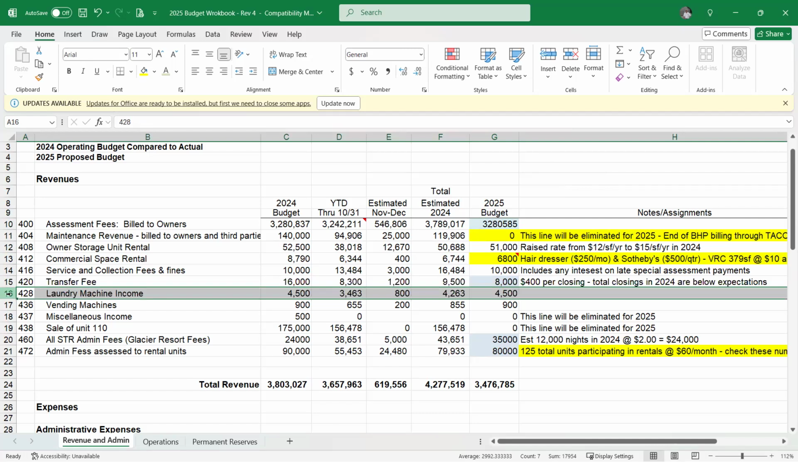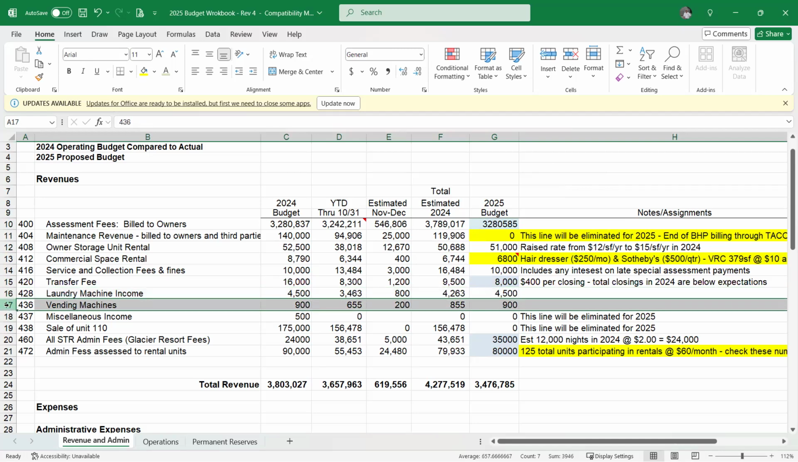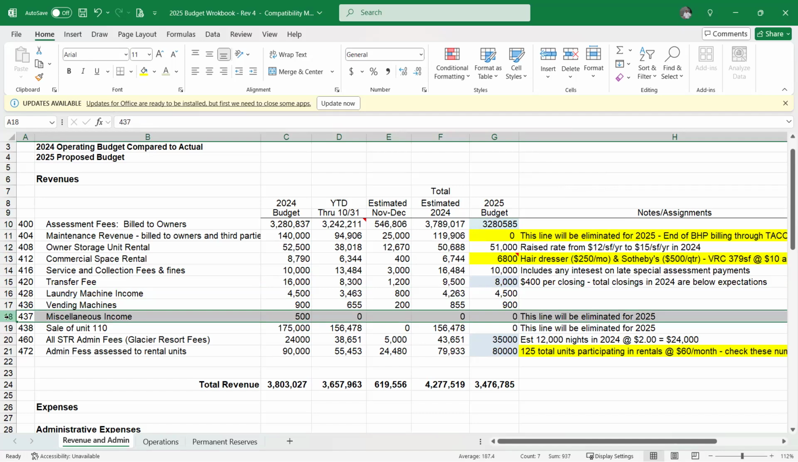Laundry machine revenue, pretty straightforward. No, I don't think we need to talk too much about that. Vending machines, pretty much the same thing. Miscellaneous income, I think in the past, the only thing I can recall that was in there was if we sold any monogrammed merchandise, and I think that's trickled almost to a stop. So I'm in favor of, for $500, taking this line out and just not even having it in there. It's just an extra line in the budget. We can talk about that, but that's my opinion.